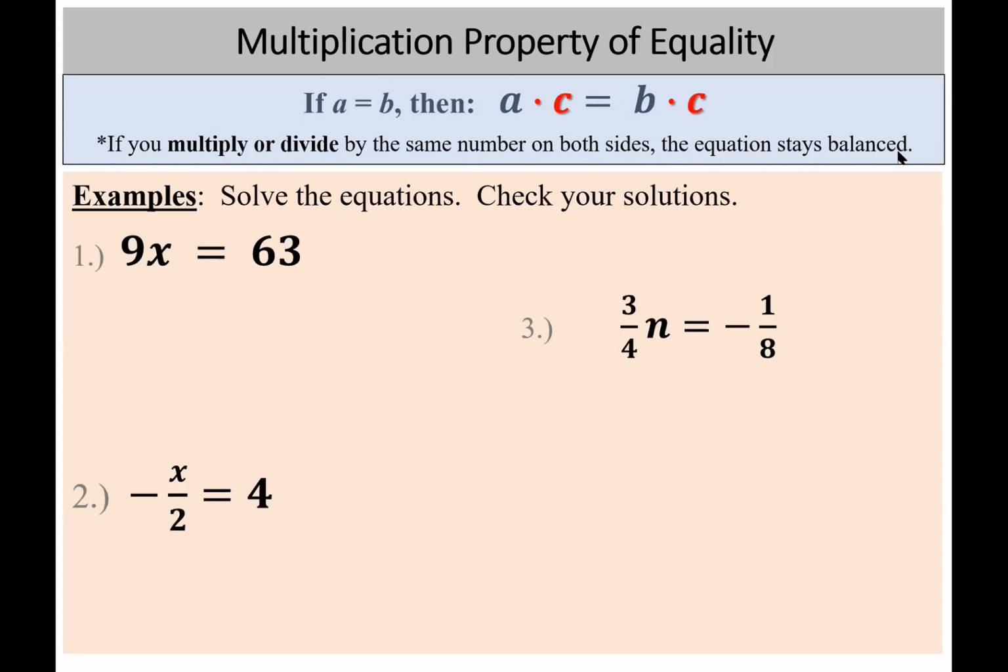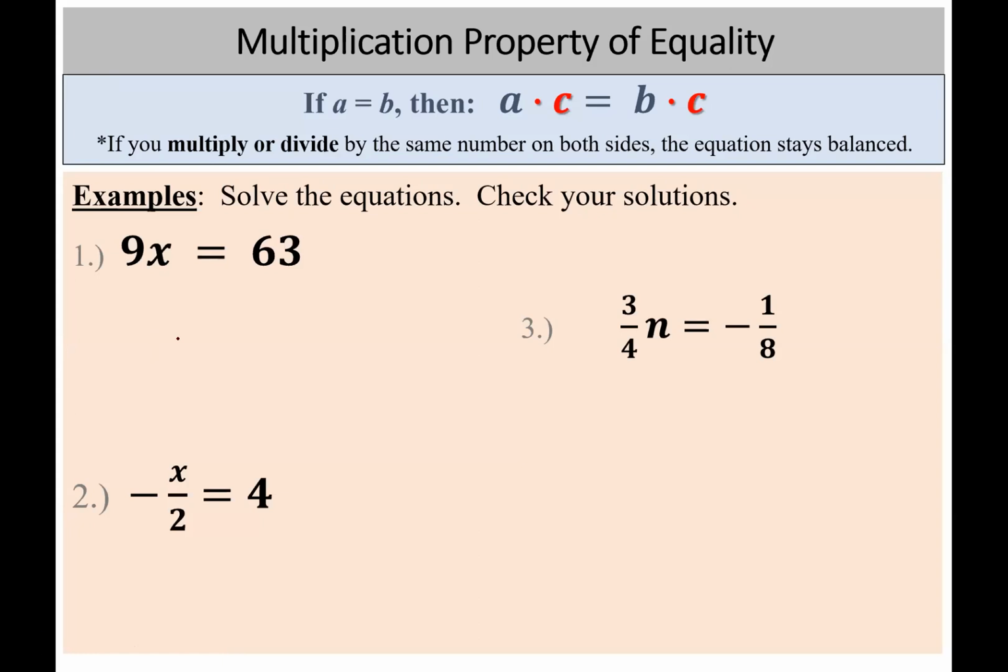All right, so the next few examples will involve multiplication and division. We still want to isolate x, get x by itself on one side of the equal sign. For these next few problems, instead of adding or subtracting, we're going to be multiplying or dividing. And whatever we do, we're going to do it on both sides of the equal sign. So here's number 1, 9x equals 63. So 9x really means 9 times x.